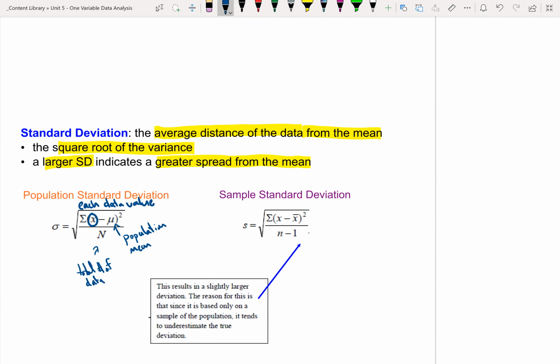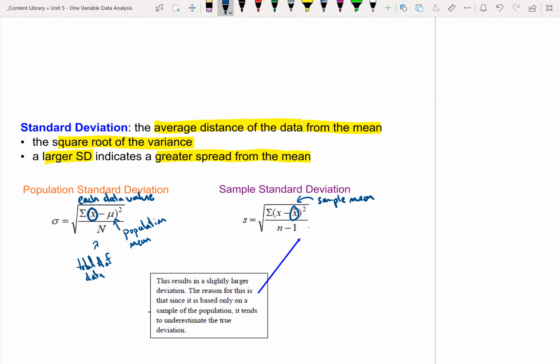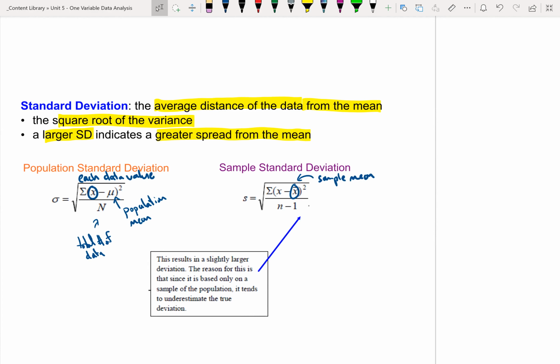Sample standard deviation, same thing. x is each data value. We have to do n minus 1 for our total number of data. And x bar, again, we've talked about x bar, is our sample mean. So the sample formula results in a slightly larger deviation, and the reason for this is that since it's only based on a sample of the population, it tends to underestimate the true deviation. So it's taking into account that we're taking a sample of the population, so it won't represent the population fully.